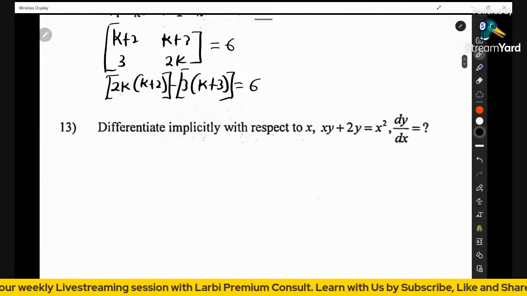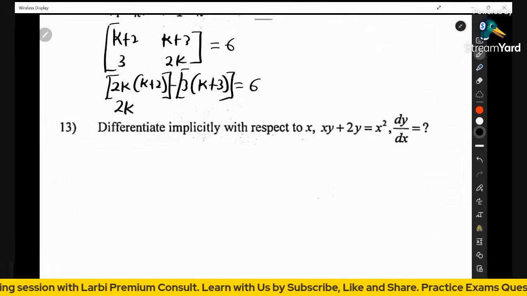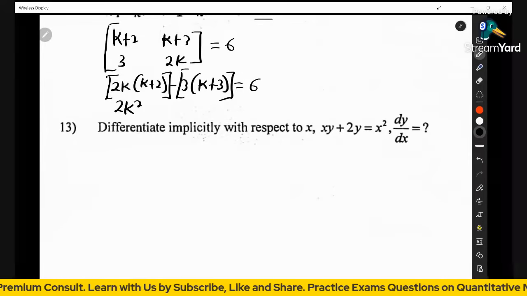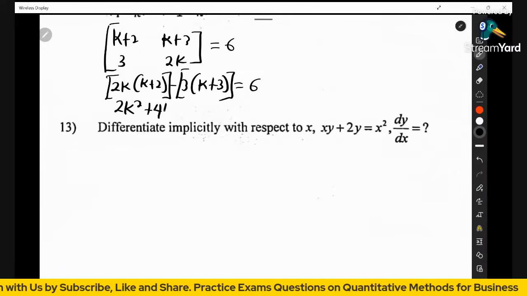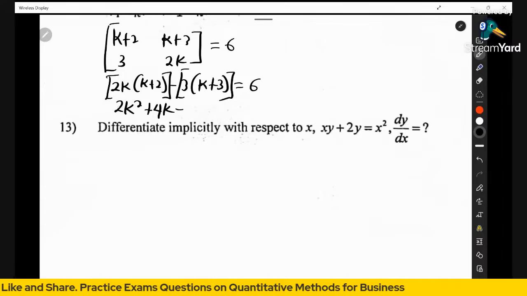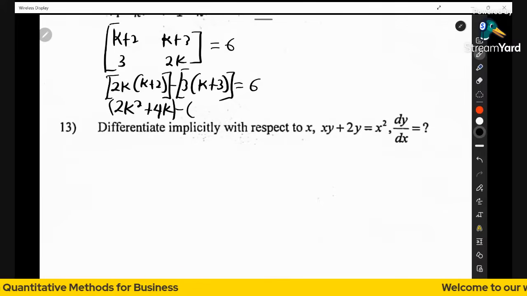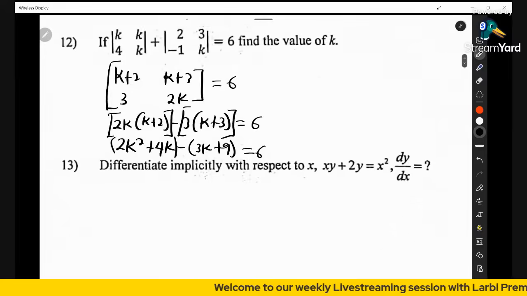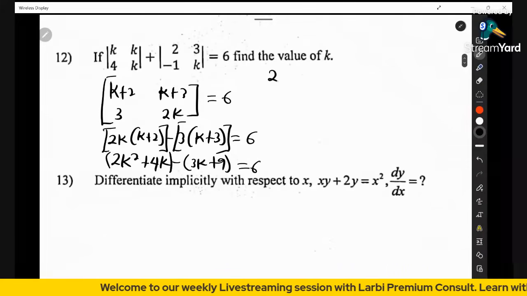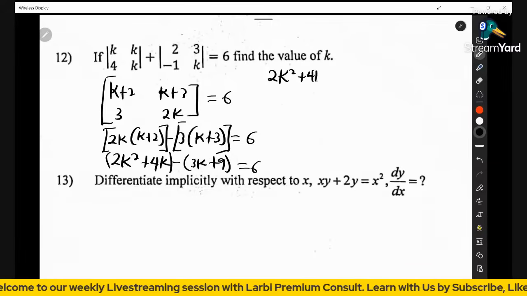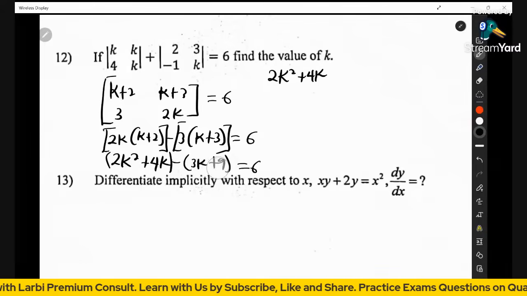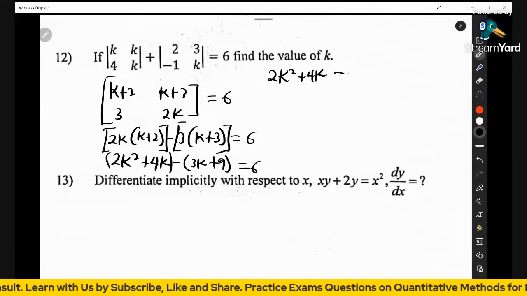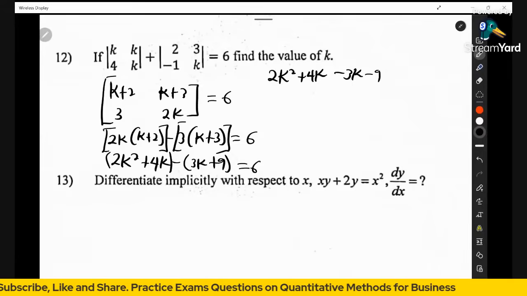Now we have to deal with the bracket. So when you multiply 2k by k, we are getting 2k squared. Then 2k multiplying 2, we are getting 4k. Minus, and then we deal with this one too. So we have 3k plus 9, and that should be equal to 6. So let me bring it at the top here. We therefore say that we'll have 2k squared plus 4k. And remember, the negative is going to affect the bracket here. So we get negative 3k, negative 9.